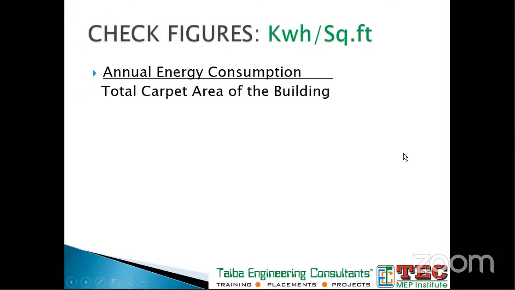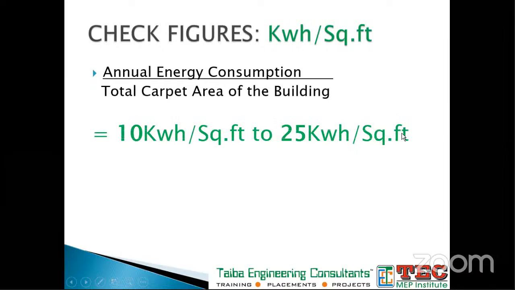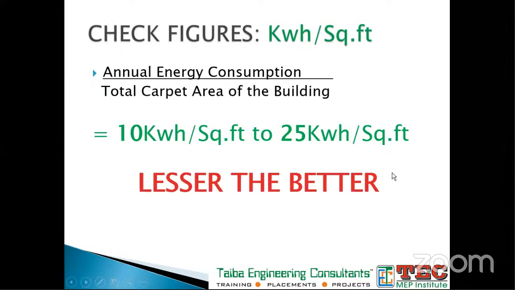So the check figure which we need to know is annual energy consumption divided by the total carpet area. Generally, the range would be around 10 to 25 kilowatt hour per square feet. If it's coming above 25, that means your building is inefficient. You have to work hard. You have to try to add some insulation. You have to use some efficient techniques to make this number down. And then if it's below 10, that means there is some mistake in your simulation. Maybe you might have not considered all the parameters properly. So you can again have a look at it. So an efficient building will have lesser EPI, Energy Performance Index.